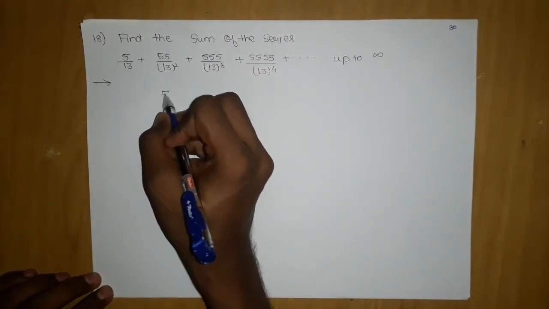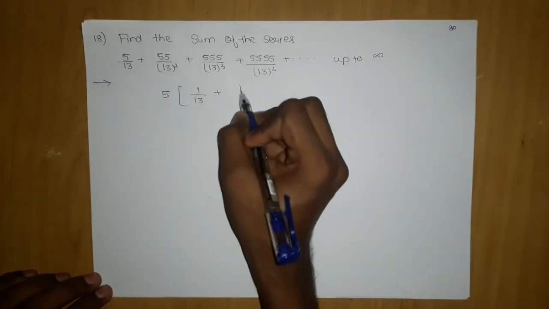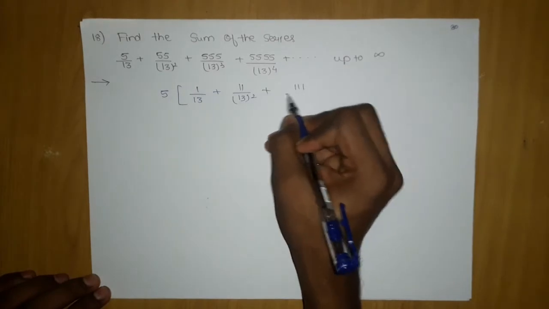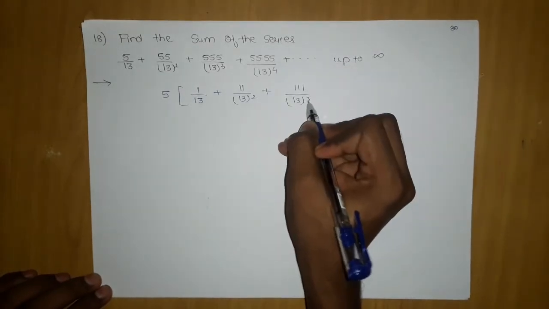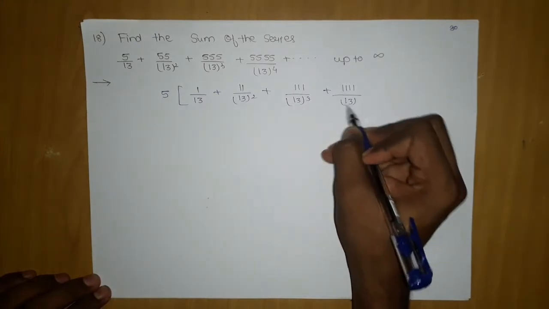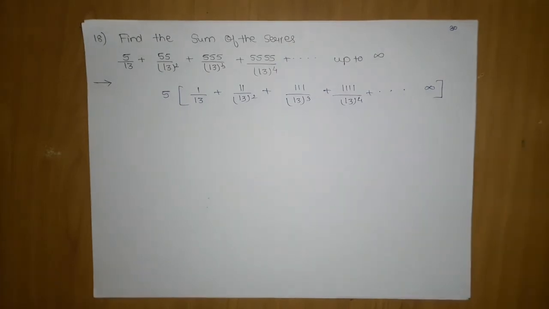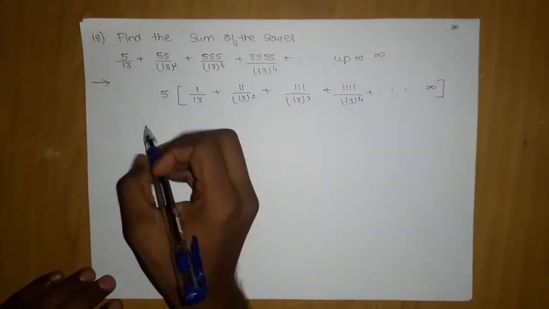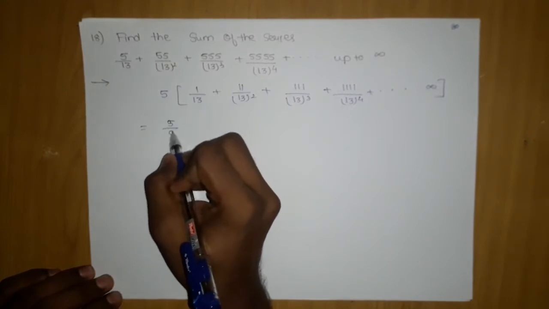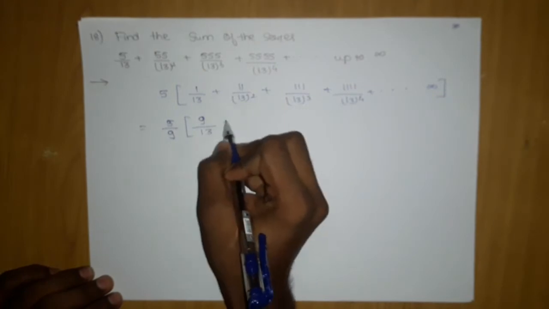We will take 5 common out of this, left with this thing. Now you will easily be able to predict that this question is very similar to that question, just that it came in a series till infinity. After this we will multiply and divide by 9. That was the step which we used to do when such type of question appeared.